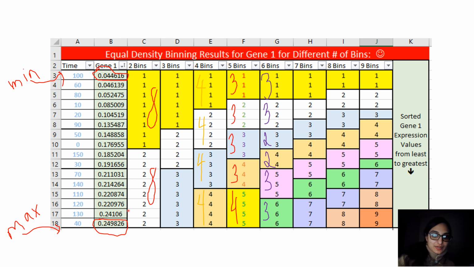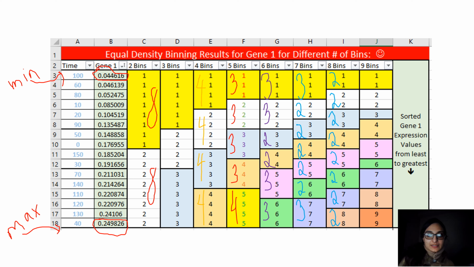Now later on we're going to sort it back and then see where they all fall. And again, this is just for gene 1, so you'll have to do this. This is for equal density. You'll have to do this for the other methods too. So now we see here, this is 3, 2, 2, 2, 2, 2, 3. This is 2 here, 2, 2, items 2, 2, 2, and 2. So I'm just counting the number of items in each bin.